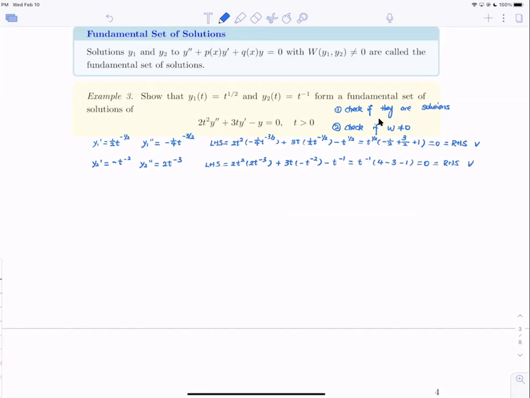Now we need to check if the Wronskian is 0. So the Wronskian equals the determinant of y1, y2, y1 prime, y2 prime, which equals negative 3 over 2 t to the negative 3 over 2. So this is definitely not 0 because t is greater than 0. T greater than 0 means it can never be 0, so the whole term can never be 0.